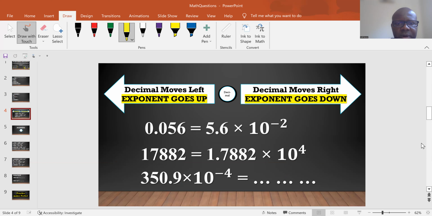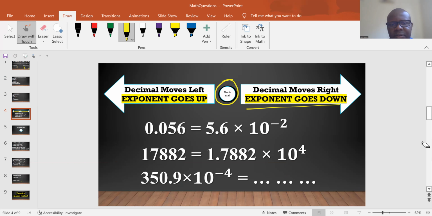The decimal is what I have in the middle here. Now, when the decimal moves left, the exponent goes up. You have to understand that the exponent here is the same as the power. When the decimal moves right, the exponent goes down.